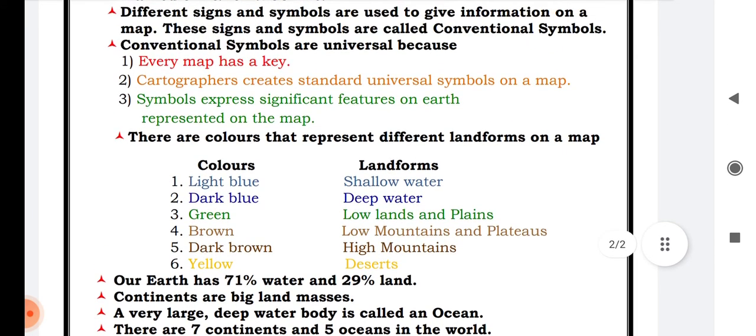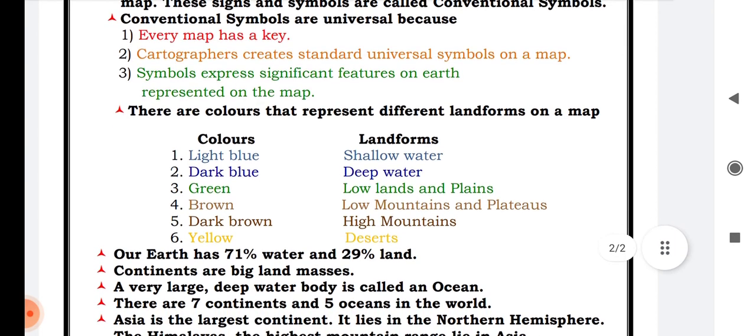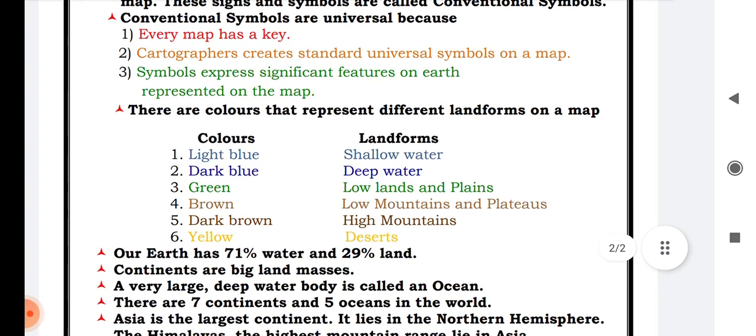Conventional symbols are universal, but why? Because number 1, every map has a key. Yes, we always use a key on a map. Number 2, cartographers create standard universal symbols on a map.